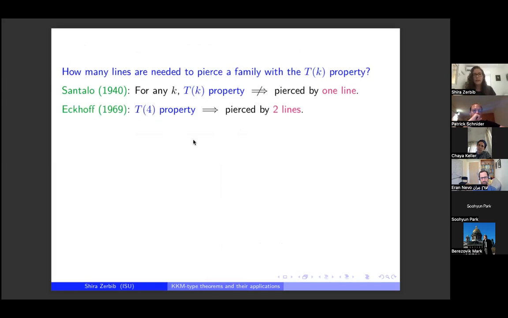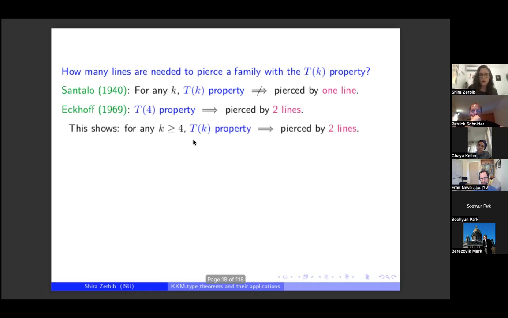On the other hand, in '69, Eckhoff showed that the T4 property already implies that you can pierce the family with 2 lines. And this shows that this is true for any K greater or equal to 4, because if a family has the TK property for K greater or equal to 4, then it already has the T4 property, and therefore it can be pierced by 2 lines.